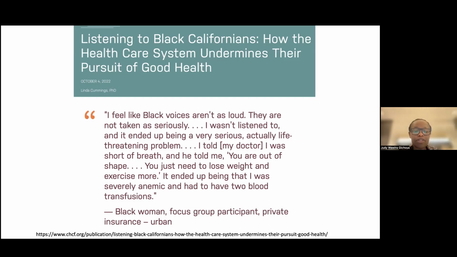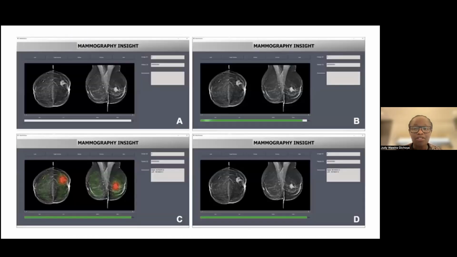For example, one of the focus group participants said, "I feel like Black voices aren't as loud, they're not taken as seriously. I wasn't listened to, and it ended up being a very seriously life-threatening problem. I told my doctor I was short of breath, and he told me, you're out of shape, you need to lose weight and exercise more. It ended up being that I was severely anemic and had to have 2 blood transfusions." These are the type of things that our tech systems are capturing, just as I explained in the section on the hidden signals. And we're also seeing different errors.